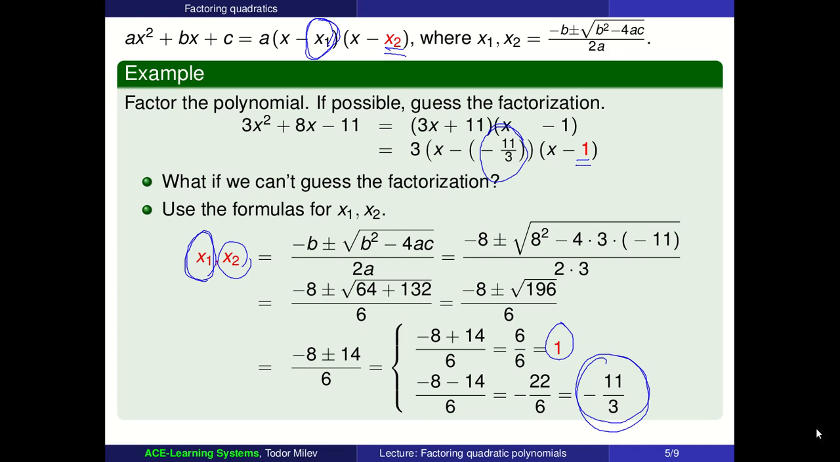Now, I leave it up to you to decide for yourself which of the two methods is easier. In my personal experience, my personal opinion is that Vieta's formulas are slightly easier and faster to do whenever they work.